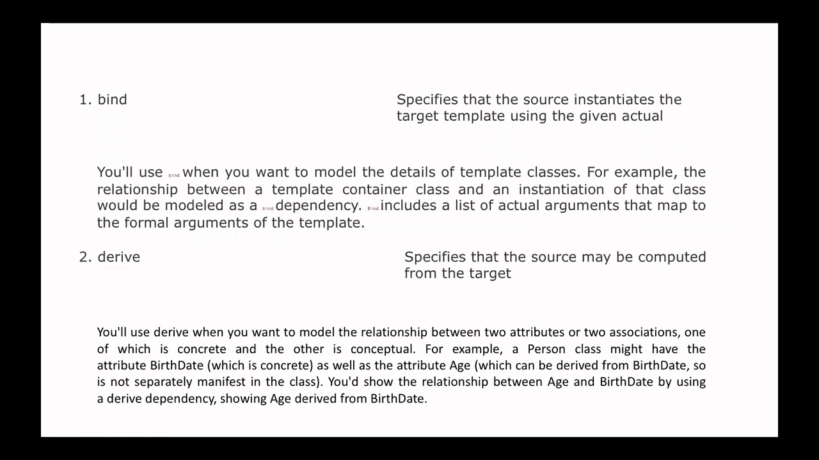Derive specifies that the source may be computed from the target. You will use derive when you want to model the relationship between two attributes or two associations, one of which is concrete and the other is conceptual. For example, a person class might have the attribute birth date, which is concrete, as well as the attribute age, which can be derived from birth date. So age is not separately manifest in the class. You can show the relationship between age and birth date by using a derived dependency showing age derived from birth date. As you simply know, derived means it comes from another.